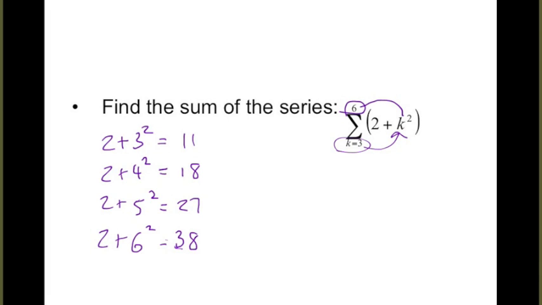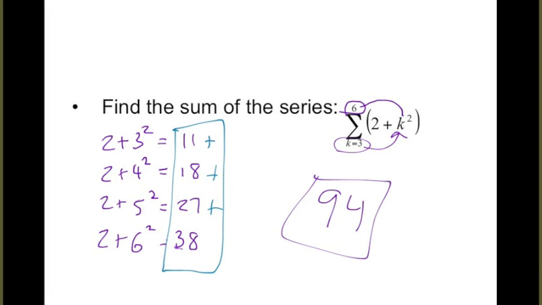So what we want to do then is take these numbers and add them up. You can grab a calculator to do your additions there. We add them all up and we get 94. Questions?